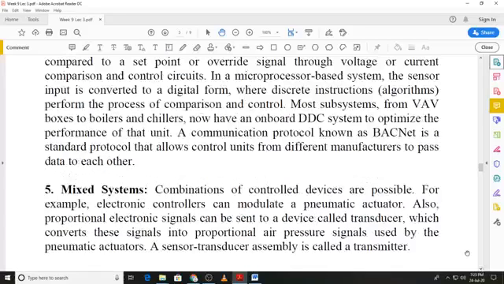And finally, we can also have mixed systems, in which you have a combination of controlled devices. So you can have electronic controllers which modulate a pneumatic actuator, and you can also have proportional controllers which are used by pneumatic actuators. So that is also a possibility.